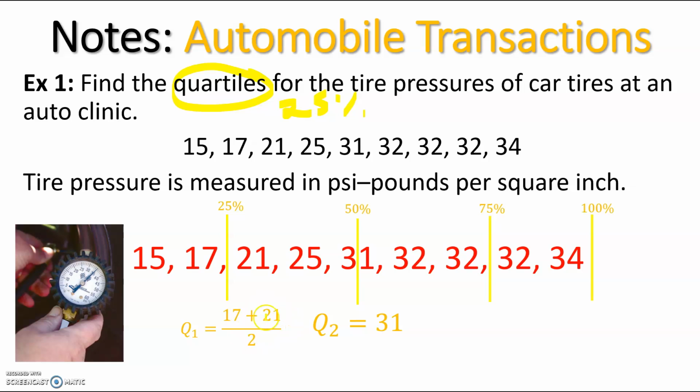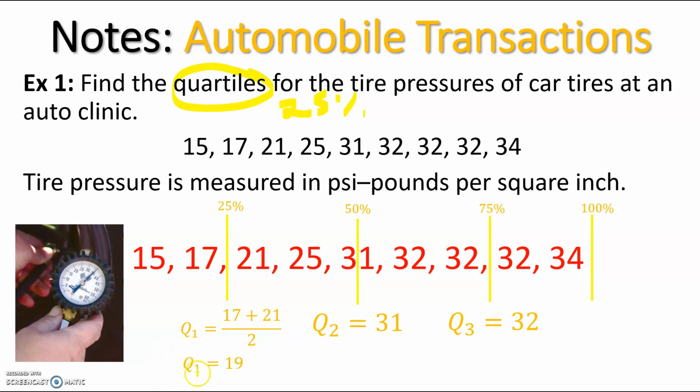Now you will note with Q1, because that quartile is between the numbers 17 and 21, we're going to cut it in half. So we're going to find the average. We're going to find 17 plus 21, which is 38, and divide that by 2, and we're going to get 19. So Q1 is at 19, and then Q3 is the average of 32 and 32, which is in fact 32.